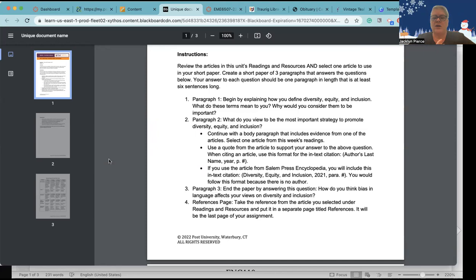If you use the article from Salem Press Encyclopedia, there's no author, so you would have the title, Diversity, Equity, and Inclusion, 2021, and there's no page numbers, but you would have a paragraph number. So you notice the difference. P period equals page number, PARA period equals paragraph number, and then you would have the actual number there.